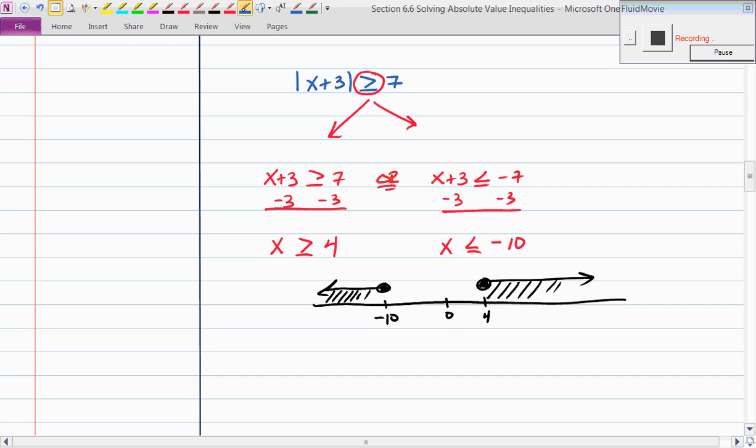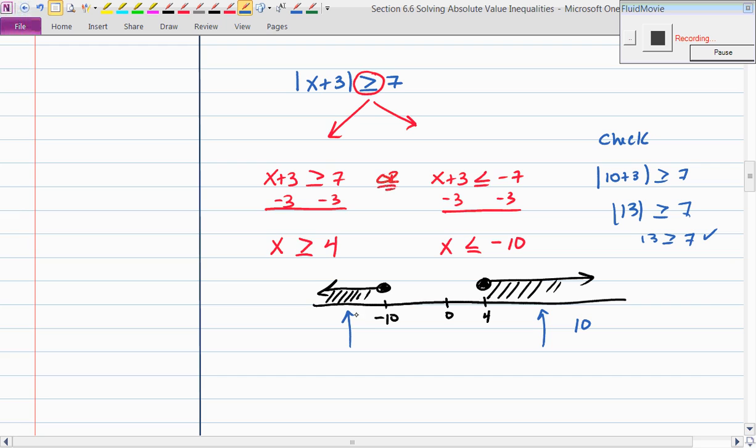So how can we make sure that we did this right? Pick any point in this test region. Let's pick the number 10. That's definitely in there. Let's plug this back in. We'll check. Is the absolute value of 10 plus 3 greater than or equal to 7? Sure looks like it. The absolute value of 13 greater than or equal to 7? Yep, 13 is greater than 7. That is a true statement.